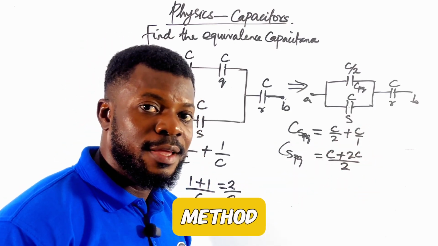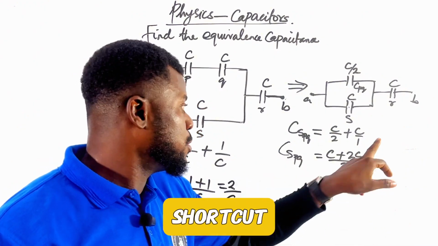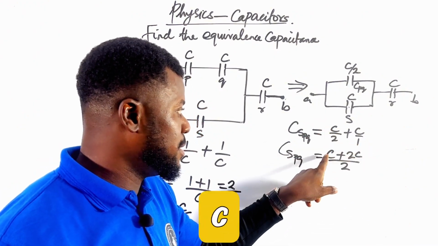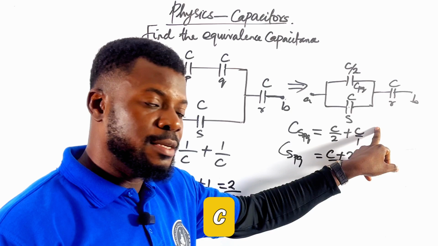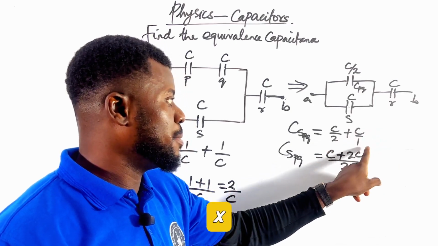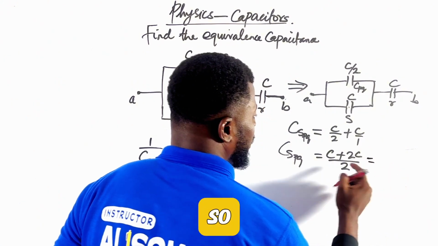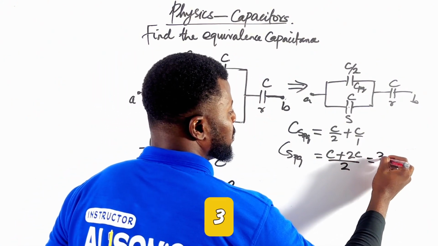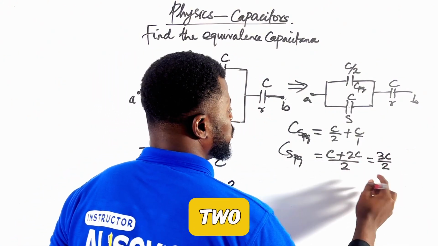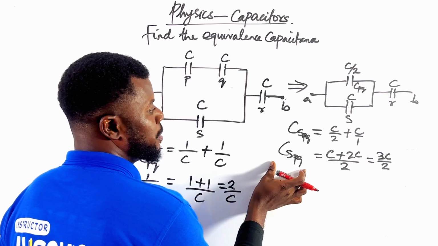That's another method. But what I did was just to say shortcut. 1 times C will be C. 2 times C will give us 2C. 2 times 1 gives us 2. Shortcut. And I know you like that. So here, C plus 2C will give you 3C divided by 2. We don't need to flip anything because this is what we are looking for.